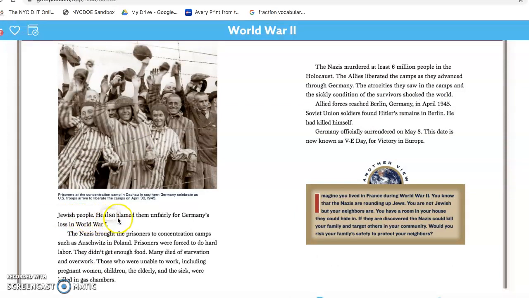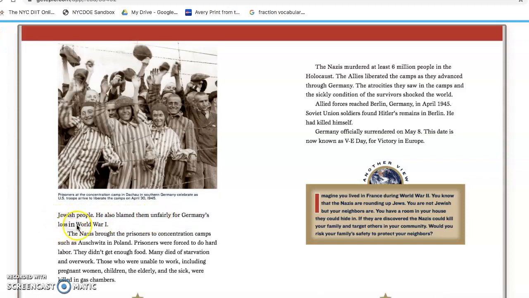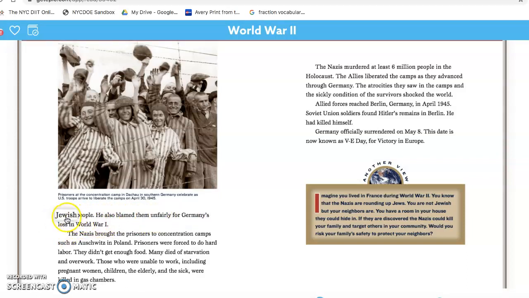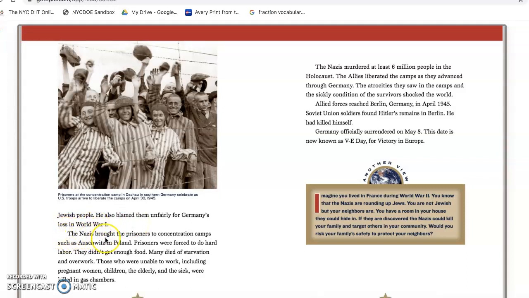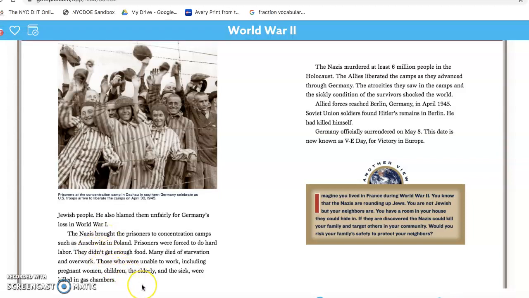Jewish people, he also blamed them unfairly for Germany's loss in World War I. So this is talking about Hitler and how he blamed the Jewish people unfairly for losing World War I. The Nazis brought the prisoners to concentration camps such as Auschwitz in Poland. Prisoners were forced to do hard labor. They didn't get enough food. Many died of starvation and overwork. Those who were unable to work, including pregnant women, children, the elderly, and the sick, were killed in gas chambers.